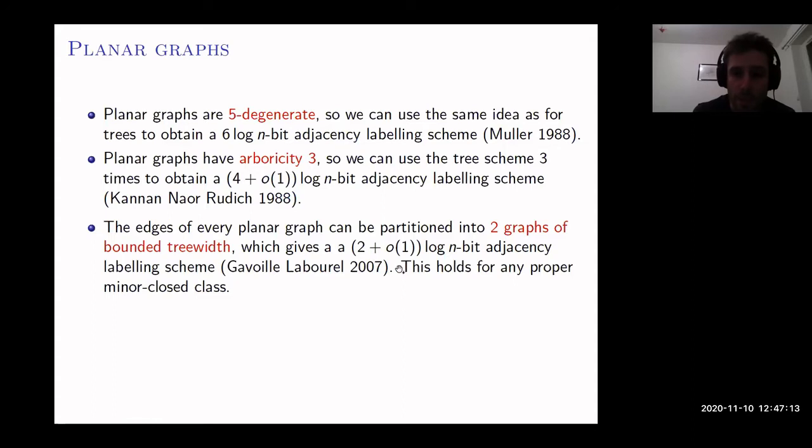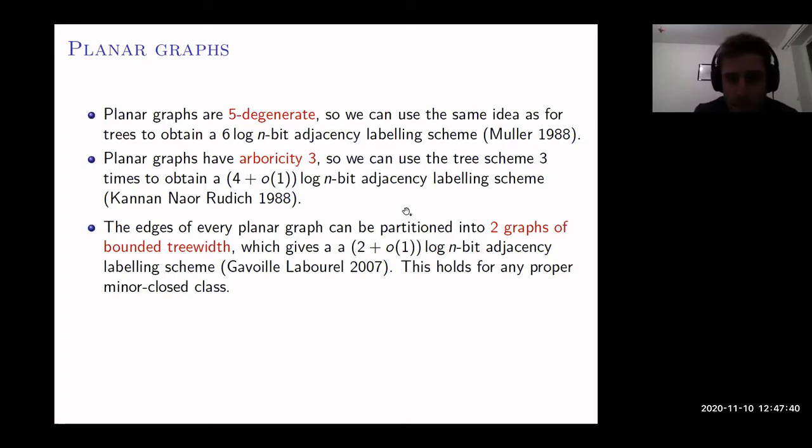And the interesting thing with this technique is that actually you can prove using the Robertson-Seymour graph minor structure theorem that for any proper minor closed class, graphs can be partitioned into two graphs of bounded tree widths. So any proper minor closed class actually satisfies this bound here, 2 log n.